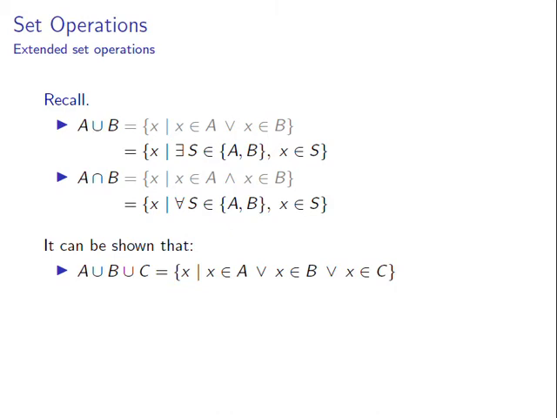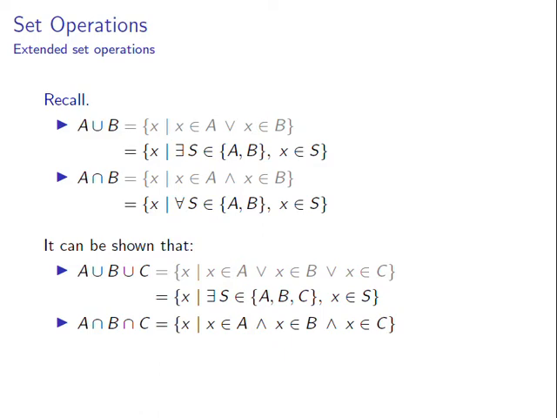It can be shown that the union of three sets A, B, and C is equal to the set of all objects X which satisfy the condition X is an element of A, or X is an element of B, or X is an element of C. This is equivalent to the condition that for some set S in the set consisting of A, B, and C, X is an element of S.